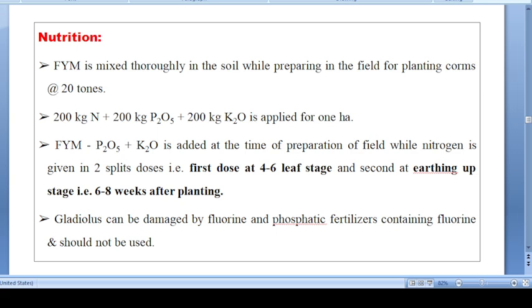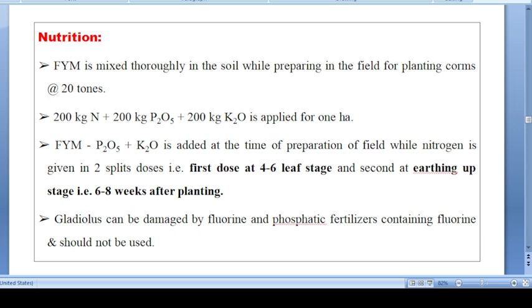Our first application we have to do during the land preparation, and the second at the 4 to 6 leaf stage, we have to apply the first dose of fertilizer, and the second one during the earthing up operation. So we have to apply the fertilizer and do the earthing up, and then we have to apply irrigation water, like we have to irrigate the gladiolus plants.